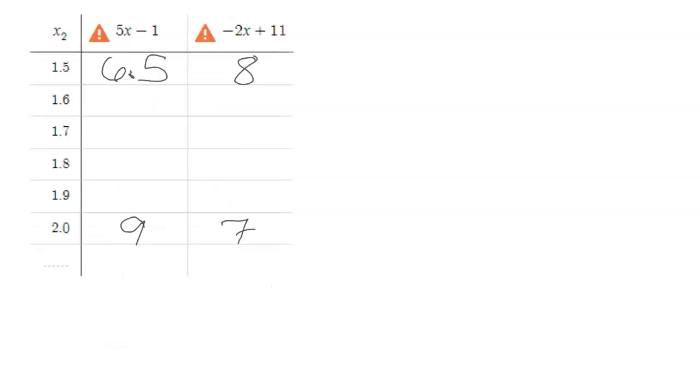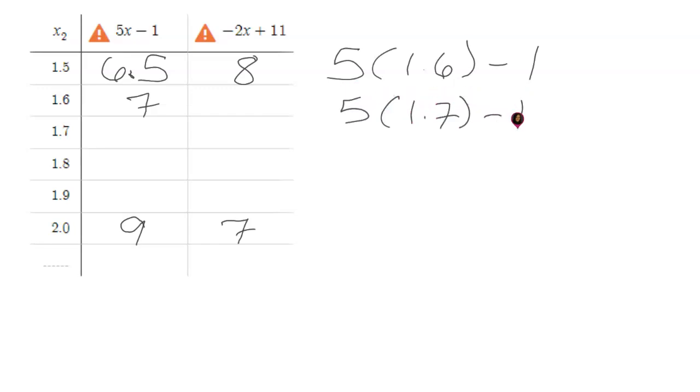Okay, so I've zoomed in on my table. I've copied over that 6.5 and 8 value. I've copied over that 9 and 7 value, and we're going to evaluate our function at some other values along the way. So like 1.6, I'm just going to be substituting the value I need in for the x each time. 5 times 1.6 minus 1 tells me that this is going to be a 7. And then 5 times 1.7 minus 1 tells me that this is going to be a 7.5.